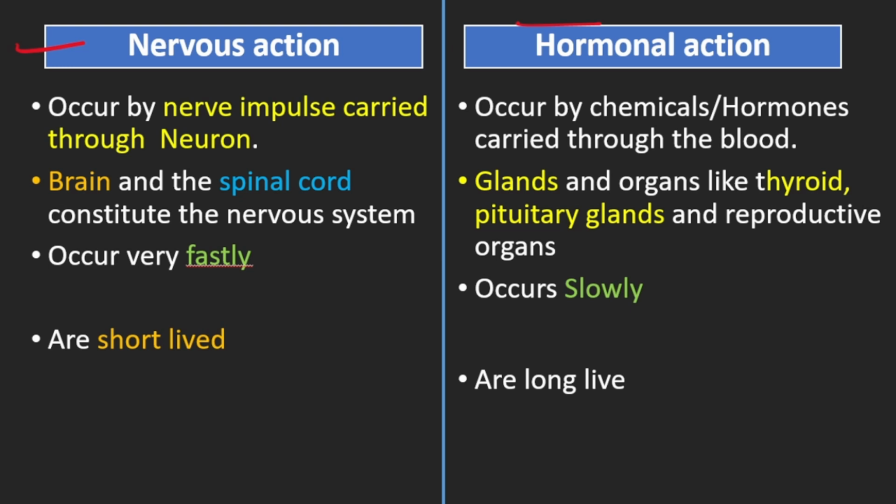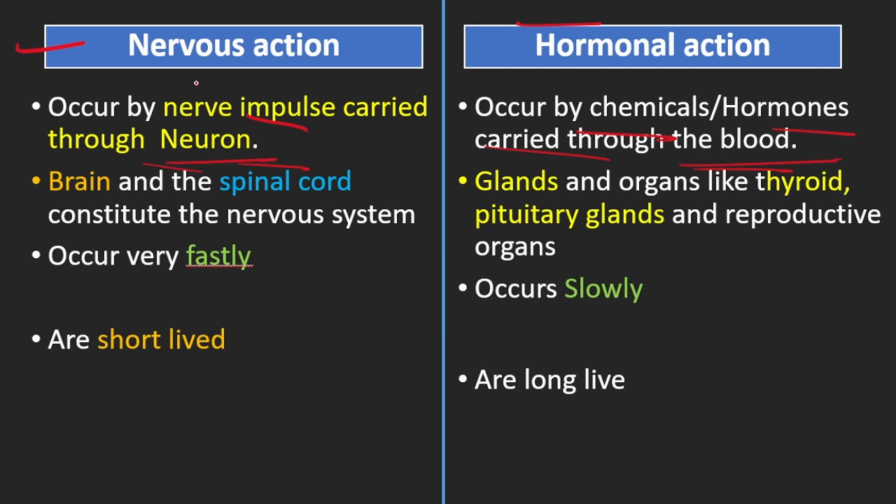Nervous action occurs by nerve impulses, and those nerve impulses are carried through neurons. So this we know. And hormonal action occurs by chemical hormones carried through the blood. In hormonal action, the main molecules are hormones, and in nervous action, the main thing is the neuron. Nervous action: nerve impulse and neuron. Hormonal action: hormone and blood.